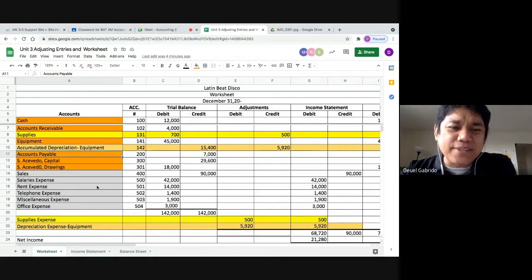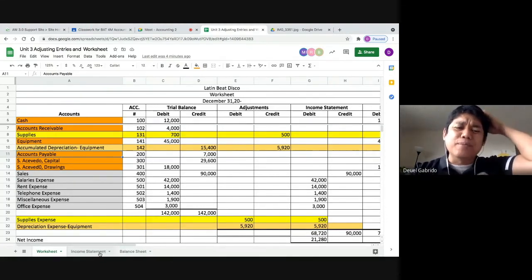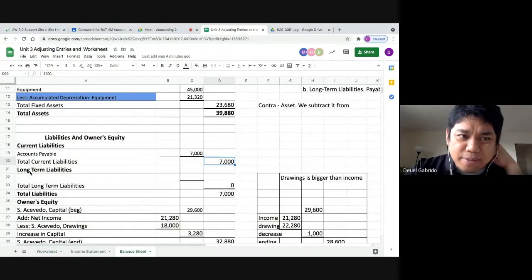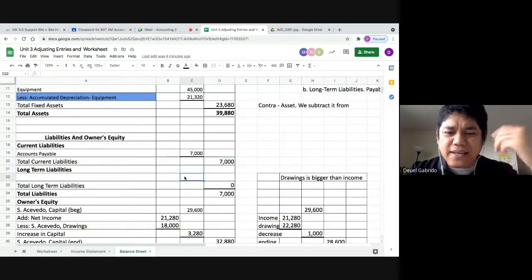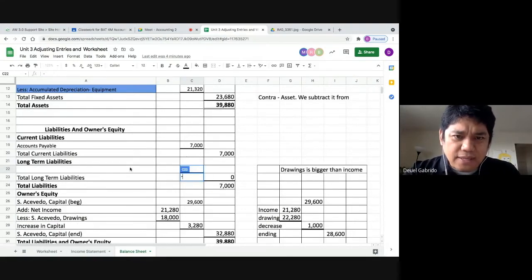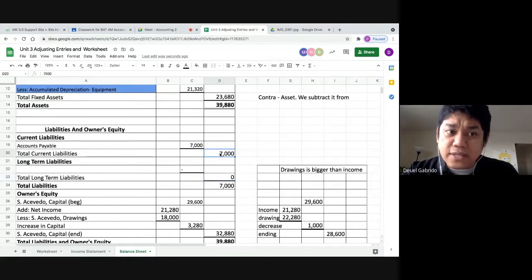So in short, there is no long-term liability. There is no bank loan. There is no mortgage. So just leave it blank like this. Long-term liabilities, so nothing. The total long-term liabilities is nothing as well. It's just zero. So if I calculate the total liabilities, that's 7,000 total current plus zero is 7,000.